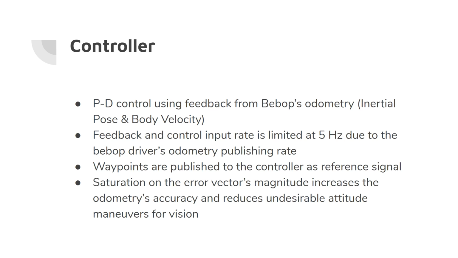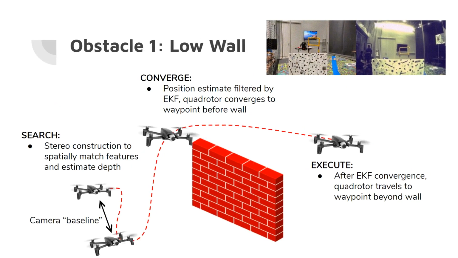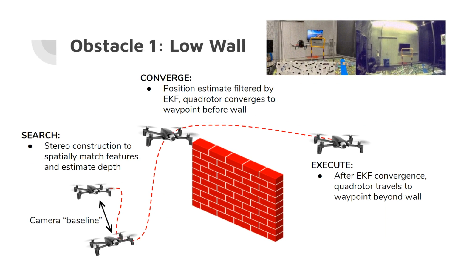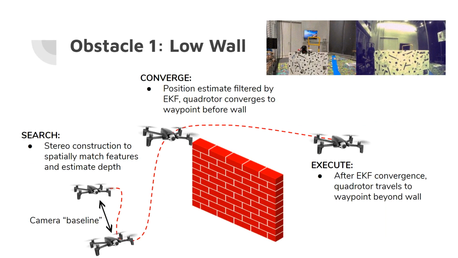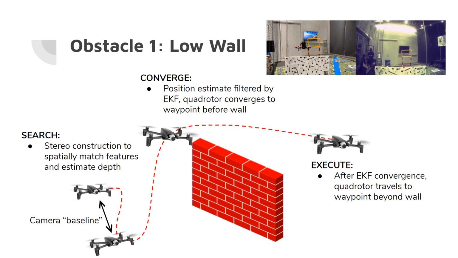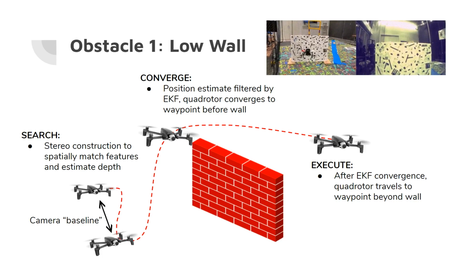The first task of the mission is to avoid a low-featured wall. Our method involves a stereo construction of images to estimate features and their depth through motion of the quadrotor. After sufficient readings of the wall are taken, a waypoint before the wall is published to the controller and the vehicle converges to this point. A new waypoint beyond the wall is then published and the quadrotor traverses over the wall.